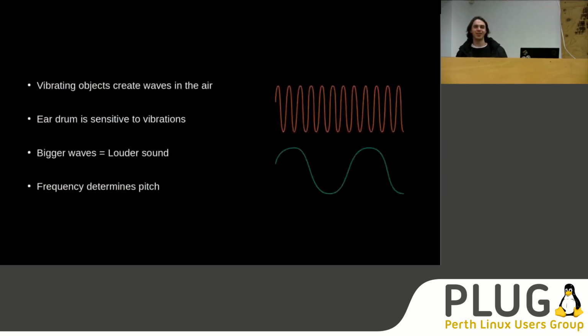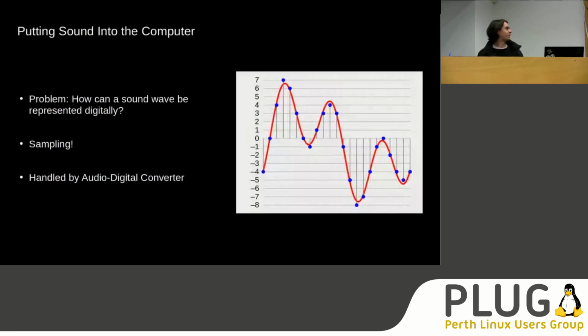What is sound? You do something, it makes vibrations in the air, your eardrums vibrate, your brain interprets that as audio. Bigger waves equals louder sound, and the frequency of those sound waves determines pitch. That's all well and good. Then, we all know that you can speak into your mic and record that into your computer. How exactly does that work?